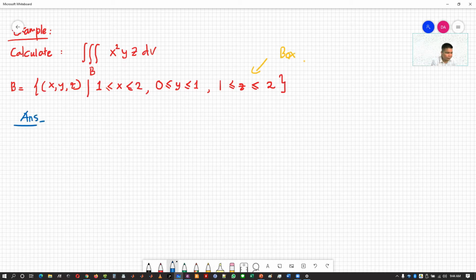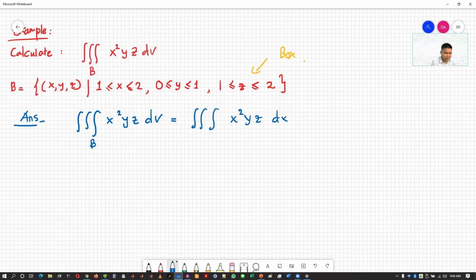Now we will try to do it here. First of all, we write again the definition of the integral over B, where the volume element is broken down into dx, dy, dz. So I rewrite the function itself, x squared y z, and then dx, dy, dz. I choose this order because this is a simple box, a simple domain.